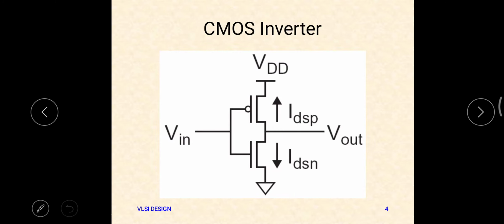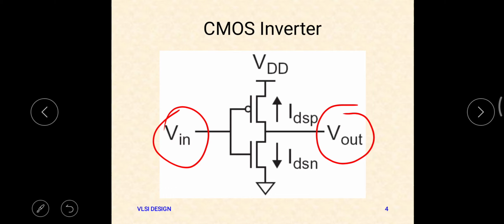Okay, so this is a CMOS inverter. For this we are going to derive the transfer characteristics. From the word you can understand that transfer means we are going to derive the relationship between input versus output, and especially input voltage versus output voltage. So this will be our focus of this video lecture.